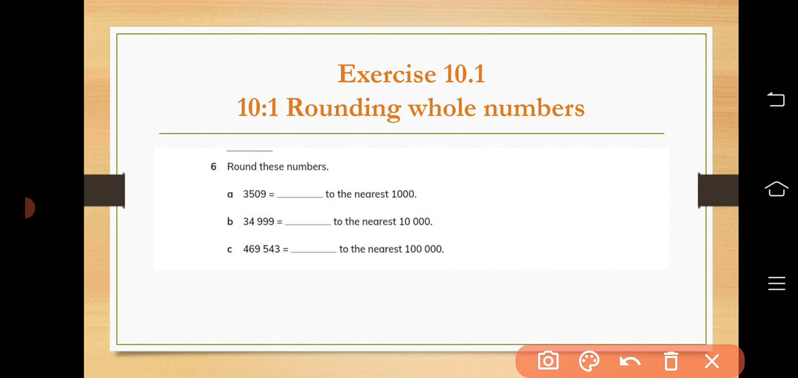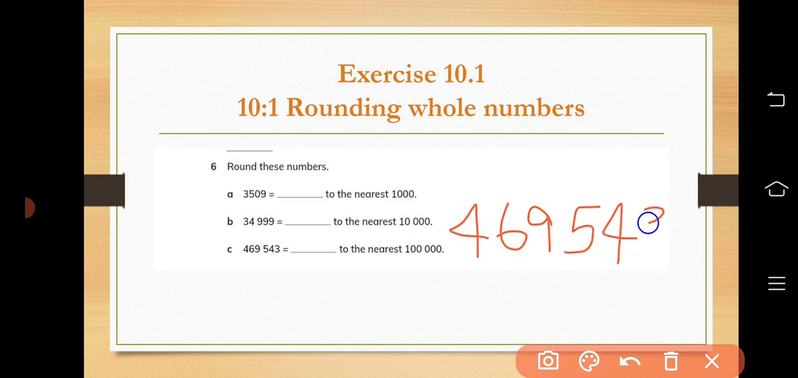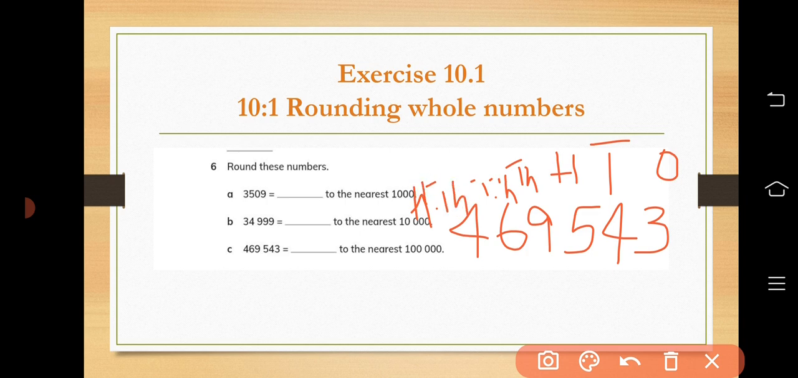Now move to the next question, that is 469,543. So this is your ones value. Firstly you have to write down your place values: ones, tens, hundred, thousand, 10,000 and 100,000. So here you see that they say to round this number to the nearest 100,000. So it means that you have to underline the 100,000 place value and circle the right value of this number, that is 6.